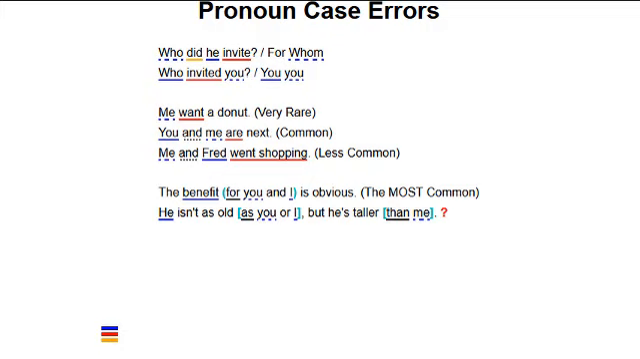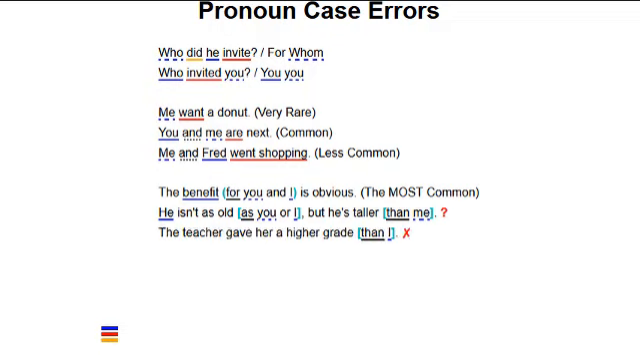However, most teachers would allow you to write as you or me, especially since you end the sentence with than me. In fact, to be consistent, you should either say, he isn't as old as you or me, but he's taller than me, or he isn't as old as you or I, but he's taller than I am. If your teacher has a preference, it will be to use the subjective case I. However, the next sentence is different.